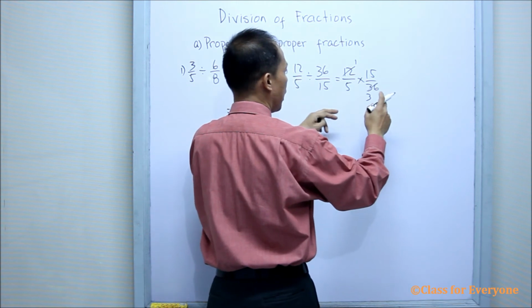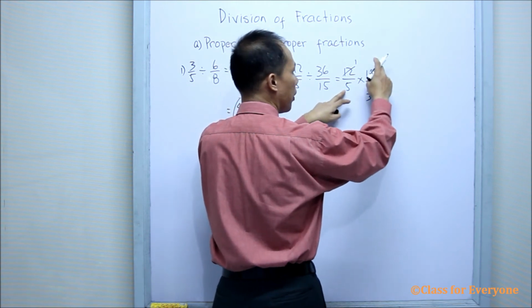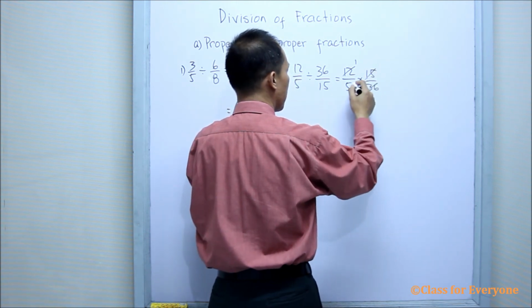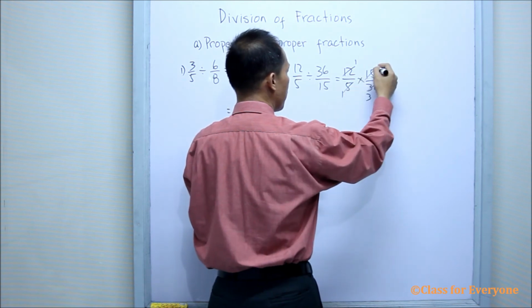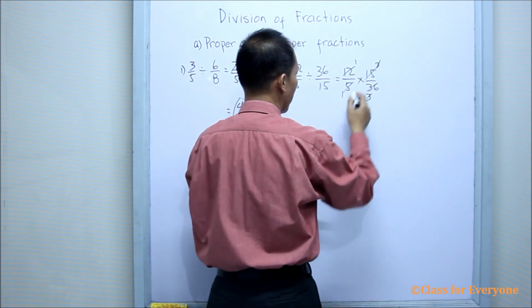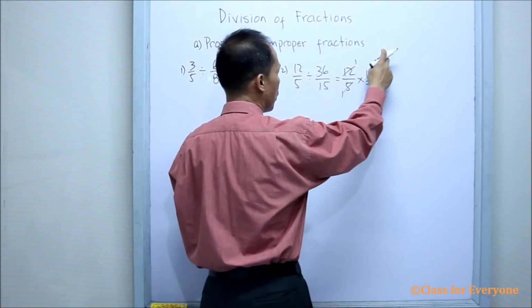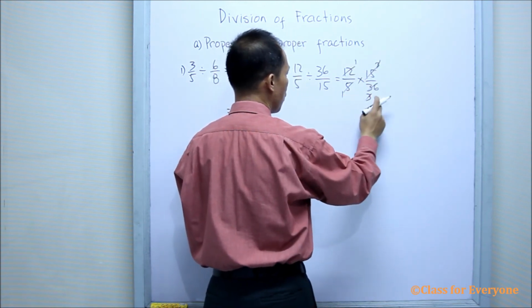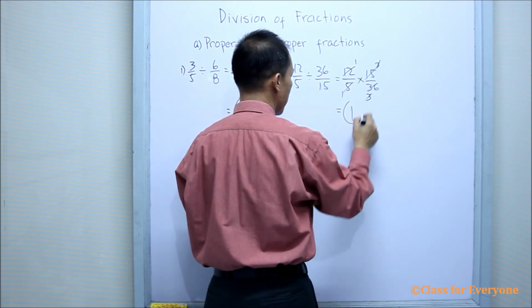Find if there is still any common factor. 15 and 5 have a common factor of 5. So this becomes 1. This becomes 3. 3 and 3 still have a common factor. So what is left in the numerator is 1 times 1. The denominator is 1 times 1. So the final answer is 1.